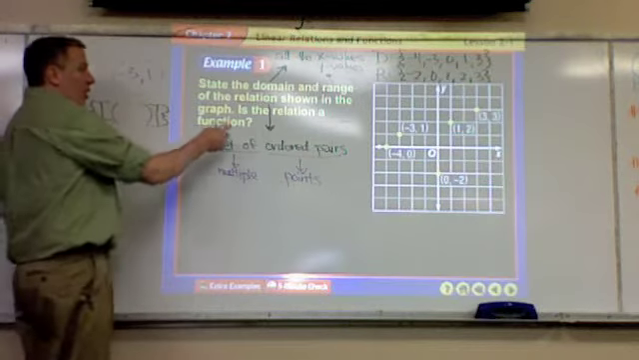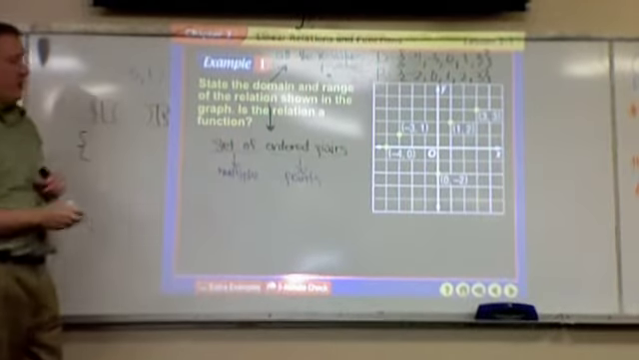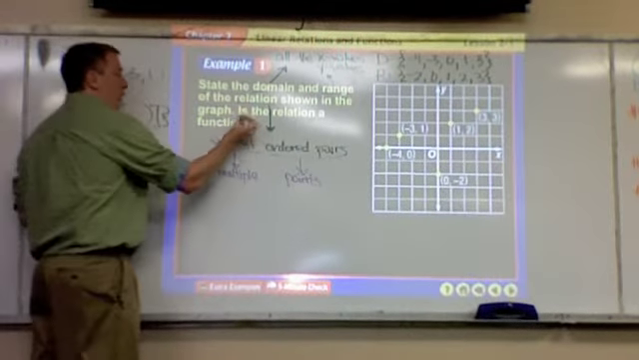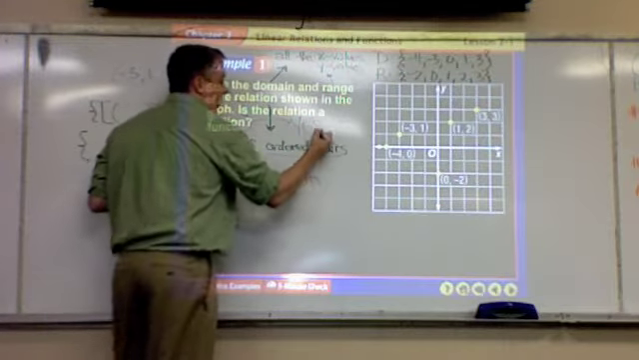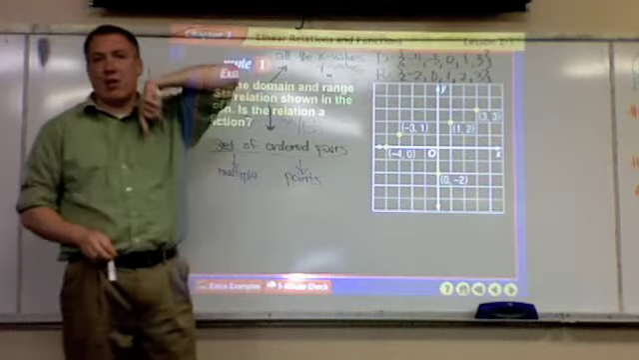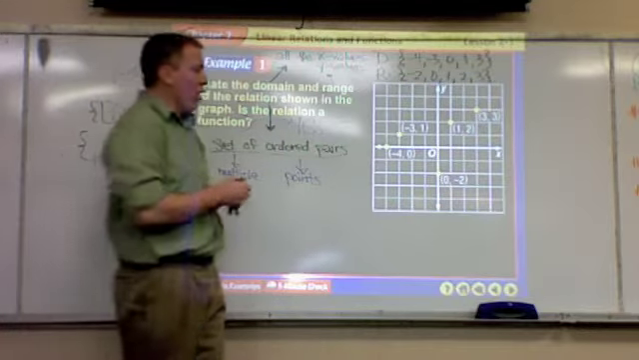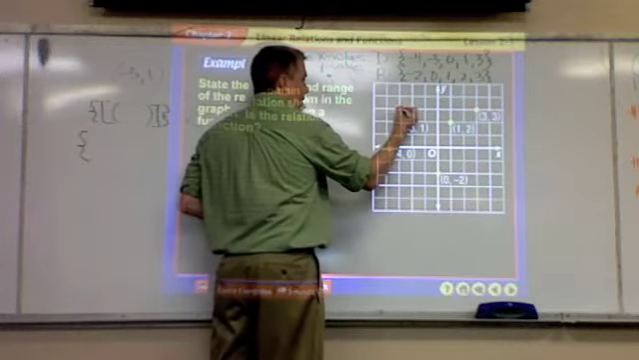Okay? So is this relation a function? Yes. Because for every x I give you, you only give me one answer back. Yes, it's a function. If I were to want to make this not a function, all I would need to do is do something like this. Add another dot like right here.